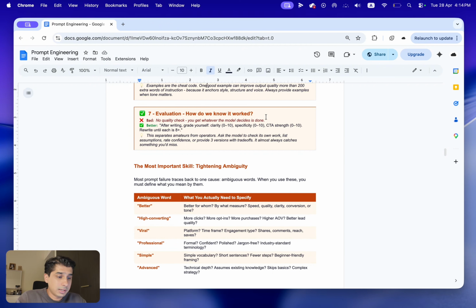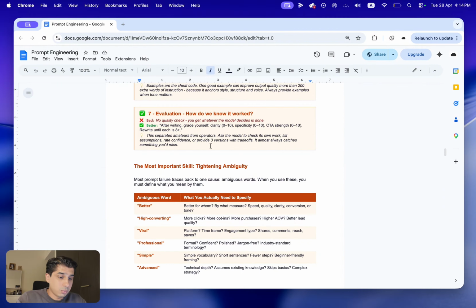You get whatever the model decides is done. Now better is after writing, grade yourself, clarity 0 to 10, specificity 0 to 10, CTA strength 0 to 10, rewrite until each is 8+. Now this ideally is what's going to separate you from the 90% of people and bring you into the top 10% of professional people who operate prompt engineering at the highest level, right?